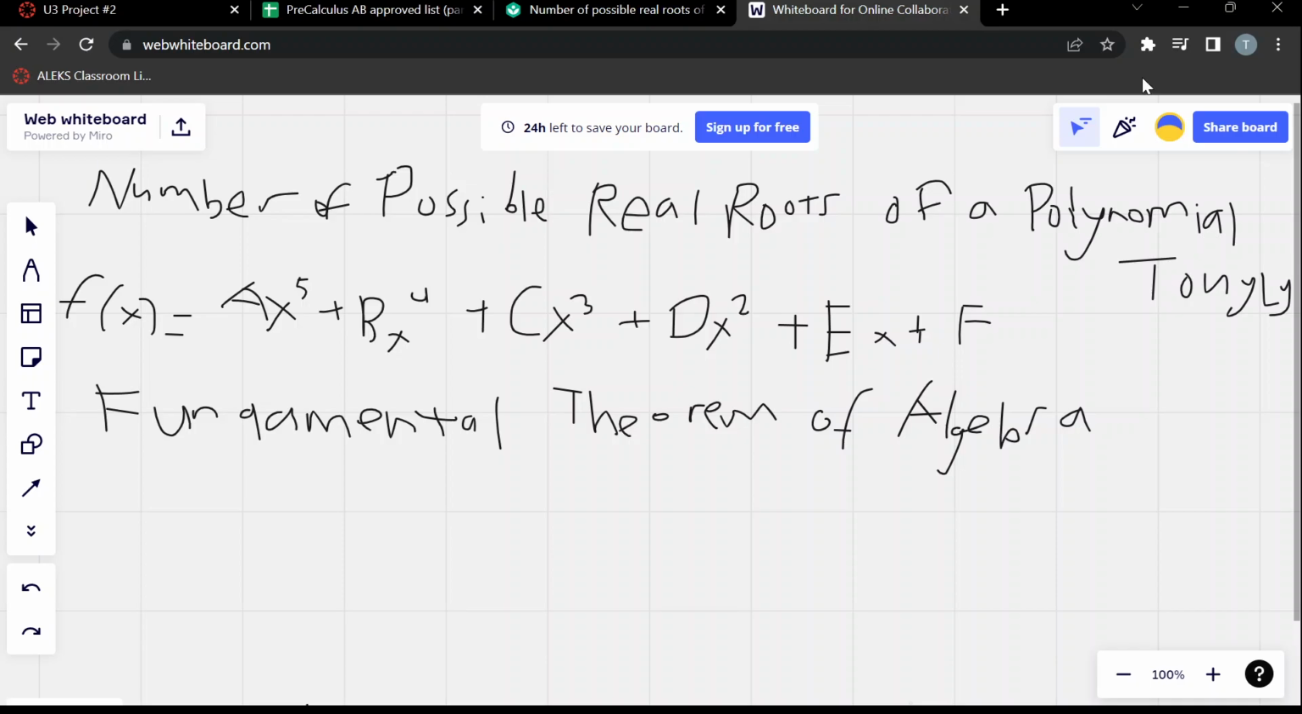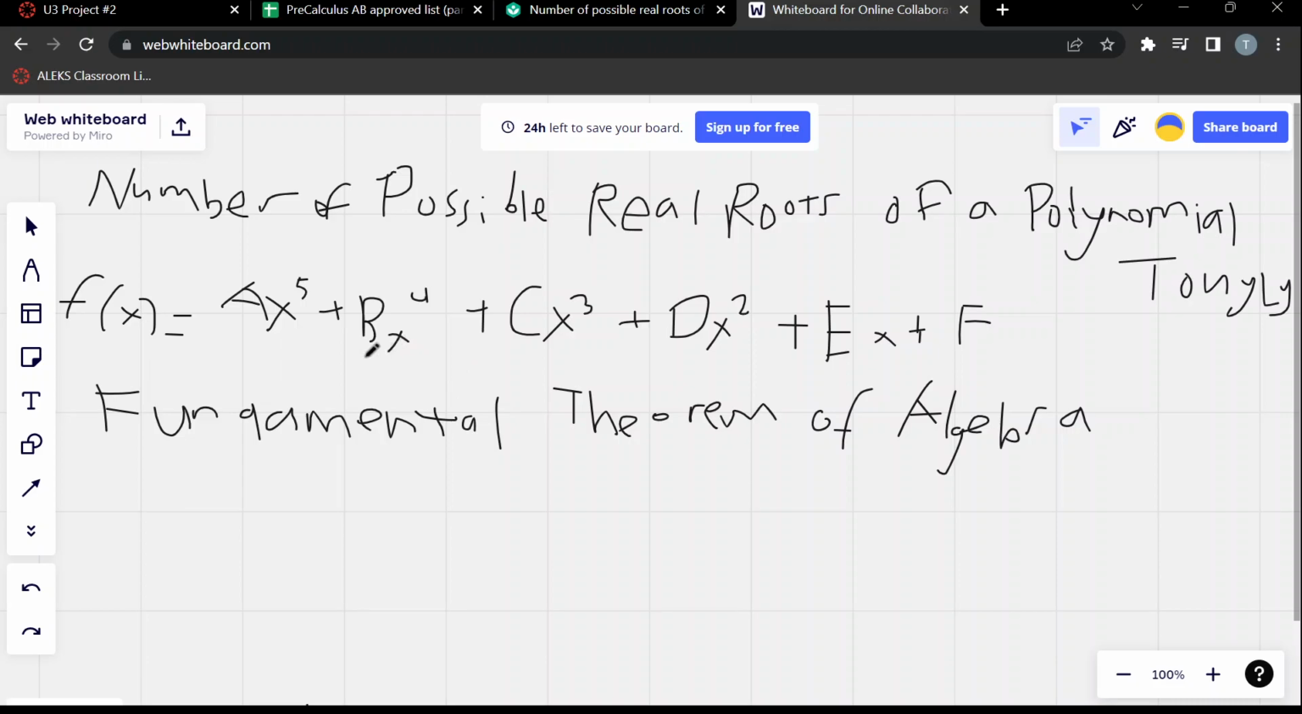Hello everyone. Today we're going to be learning how to find the number of possible real roots of a polynomial. So let's say we have this polynomial f of x. Our goal will be to try to find how many possible real roots this polynomial could have.